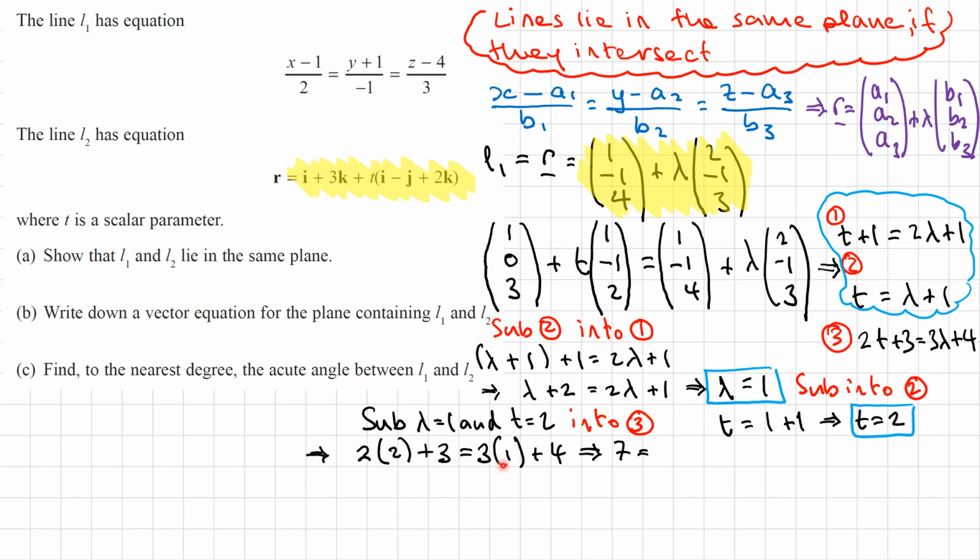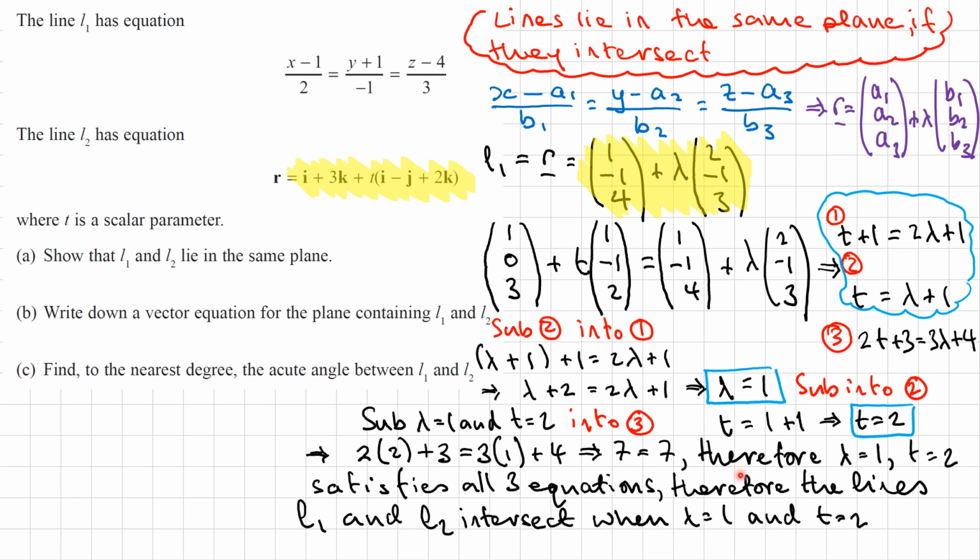And I will get, again, 3 plus 4 is 7 on the other side. So now we can say that therefore lambda equals 1 and t equals 2 satisfies all three of the equations that I wrote down. Therefore the lines L1 and L2 intersect when lambda equals 1 and t equals 2, which must mean that the lines are in the same plane. So that satisfies the statement that we made at the beginning.